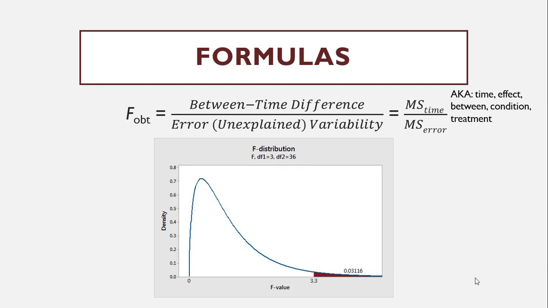We're then going to compare the F obtained to the F critical. The exact distribution, of course, will depend on the number of degrees of freedom, but this gives you one example of that. And for those degrees of freedom, we still have degrees of freedom between or time or condition. Again, there are a number of terms similar to mean squares: time, condition, effect.